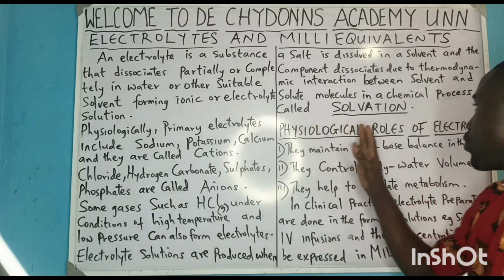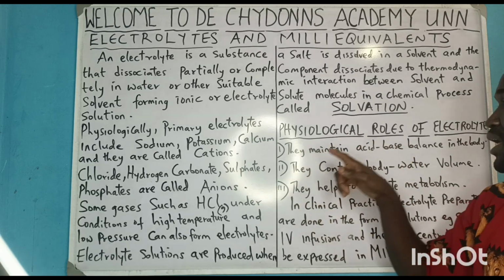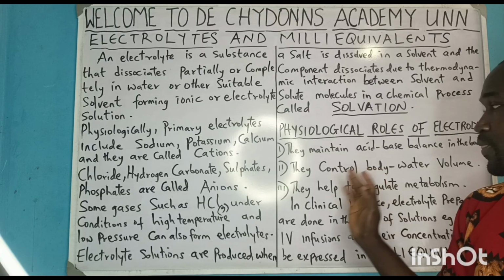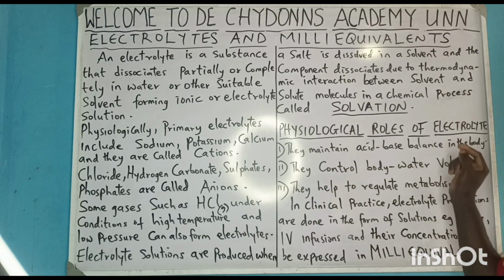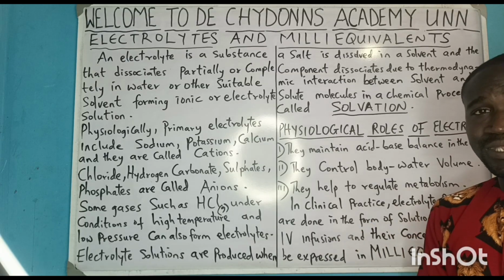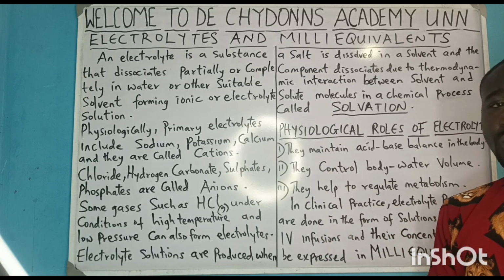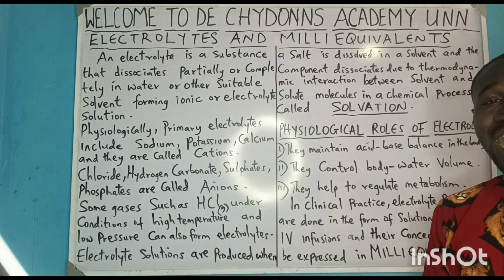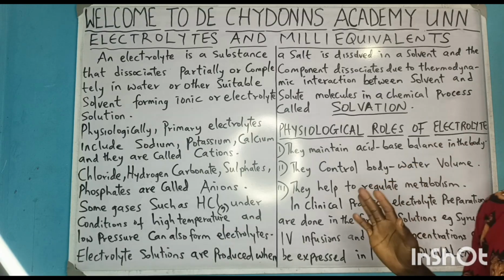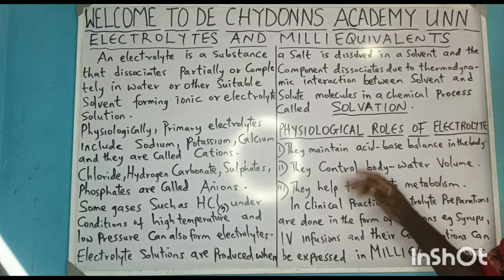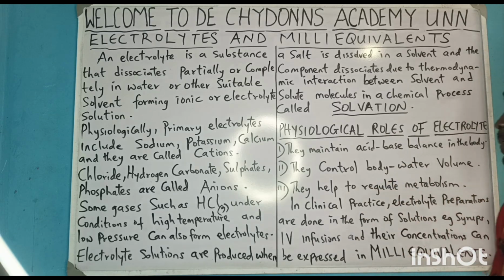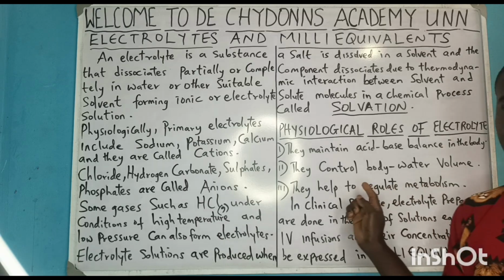We have physiological roles of electrolytes. One, they maintain acid-base balance in the body. They control body water volume. Remember, when someone just vomited or has a running stomach, they lose a lot of electrolytes, and so they get weak, because the acid-base balance is not met. Electrolytes help to maintain acid-base balance, hence giving the person energy and good health. They help to regulate metabolism.